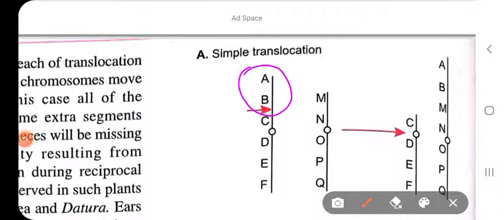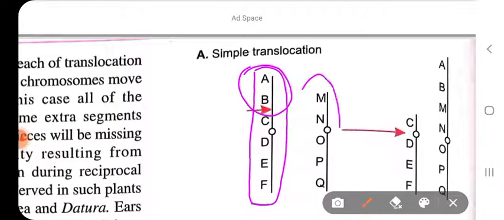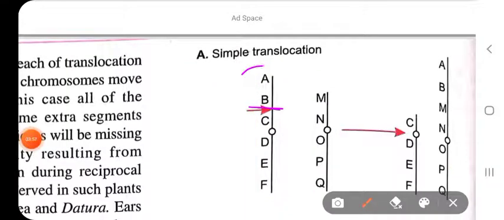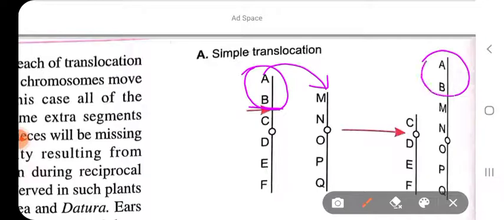So you can see here A, B, C, D, E, F. This is a chromosome, and M, N, O, P, Q is another chromosome. Both are non-homologous, they are not similar to each other. Now you can see a small segment here, A, B. This segment of the chromosome is added to the end of the other non-homologous chromosome. So in this figure, AB has been added to this MNOPQ non-homologous chromosome. So this is known as simple translocation.